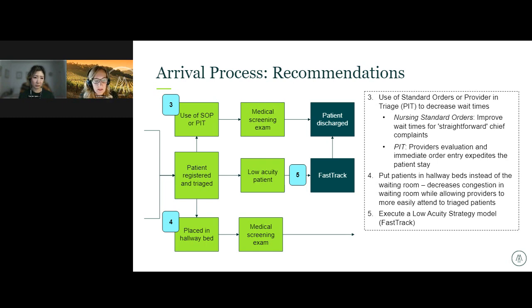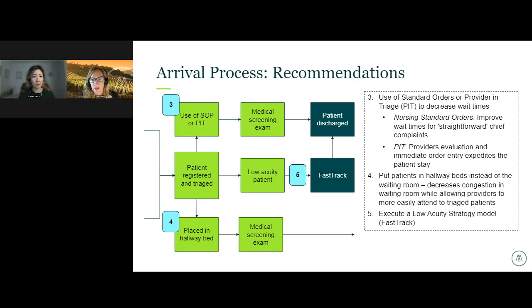and then patients would potentially have to wait in the waiting room. The low acuity strategy model, or fast track, a lot of folks have this as well. This is typically something I would recommend taking a look at, even if your organization has it. What are your metrics related to it? Fast track, really, patients should be in and out of your ER in 60 minutes. 60 minutes is really the gold standard, so to speak. It's hard to get them out in 60 minutes, but fast track patients should really be your low acuity, which means they're your ESI triage levels 4 and 5.